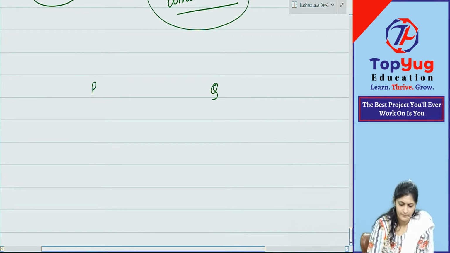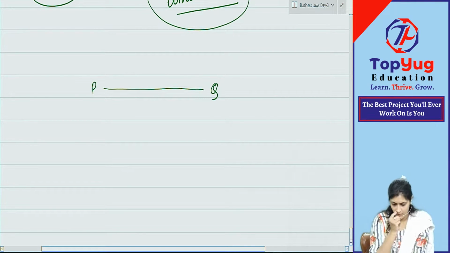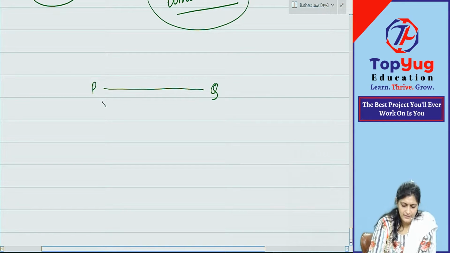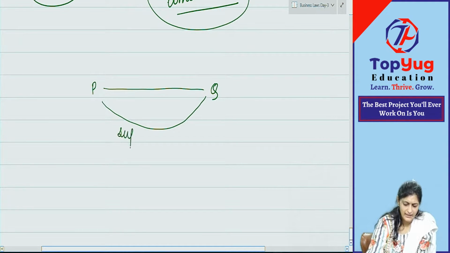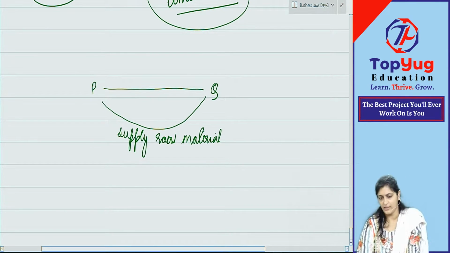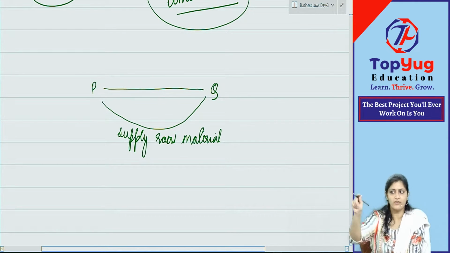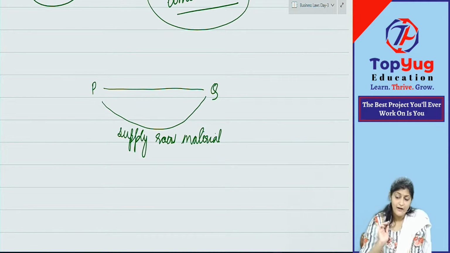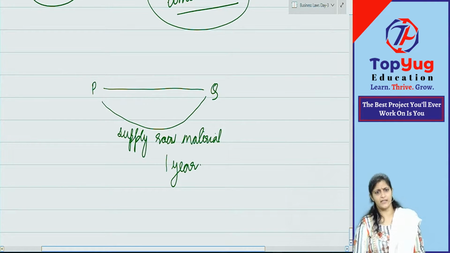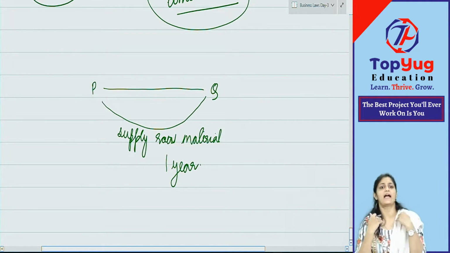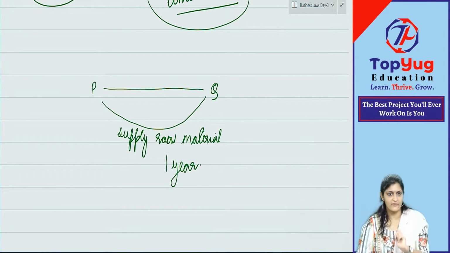Example: you are two parties. P is giving an offer to Q saying that I will supply you with the raw material which is required for your industry for 1 year. How much ever material you require, I will supply. This offer is given once.